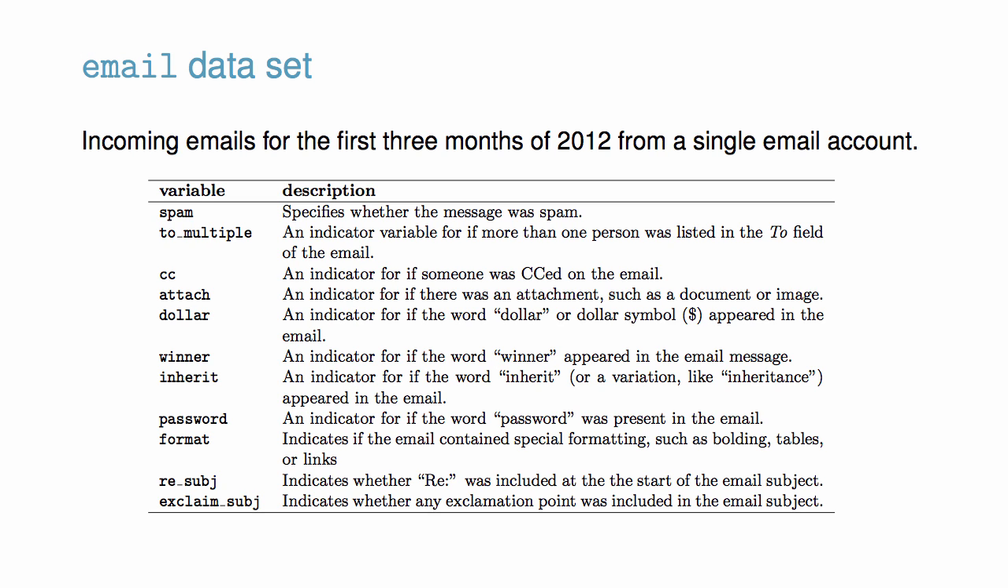These data represent incoming emails for the first 3 months of 2012 from a single email account, and our goal will be to develop a basic spam filter using these data. The response variable spam has been encoded to take the value 1 when the message is spam and 0 when it is not. The dataset also includes additional variables such as CC, which indicates if someone was copied or CC'd on the email, and $, which indicates whether a dollar symbol appeared in the email.